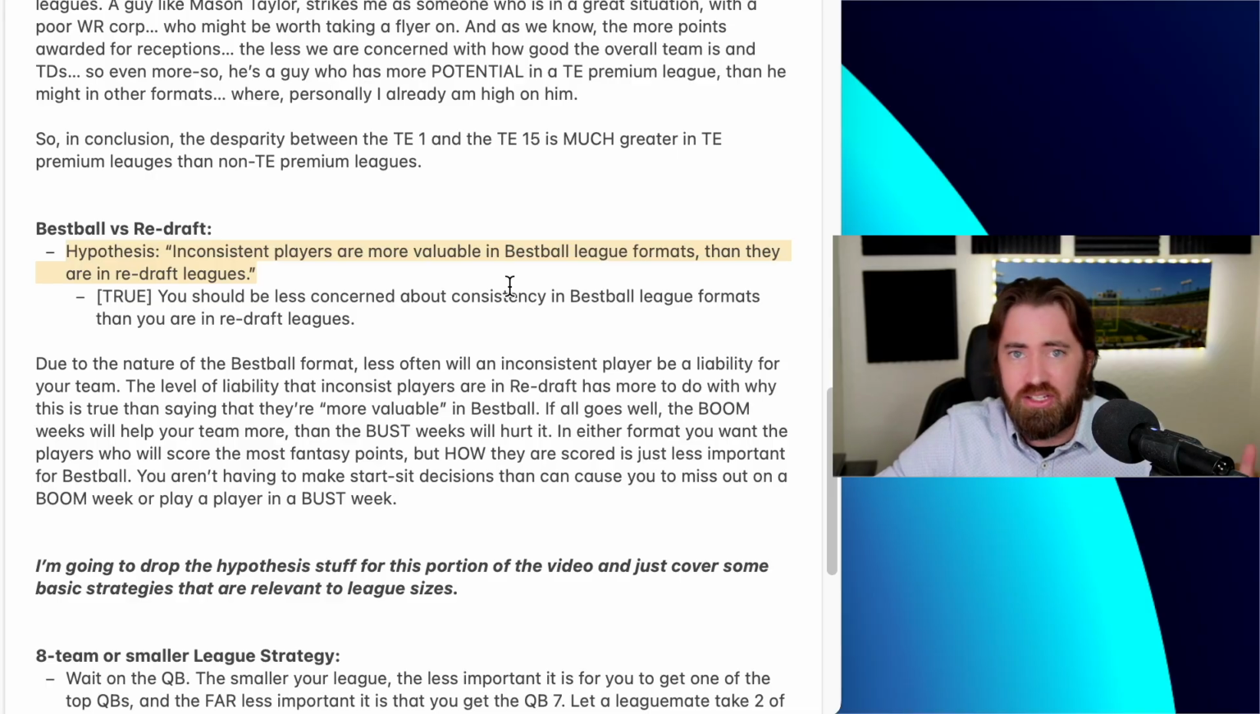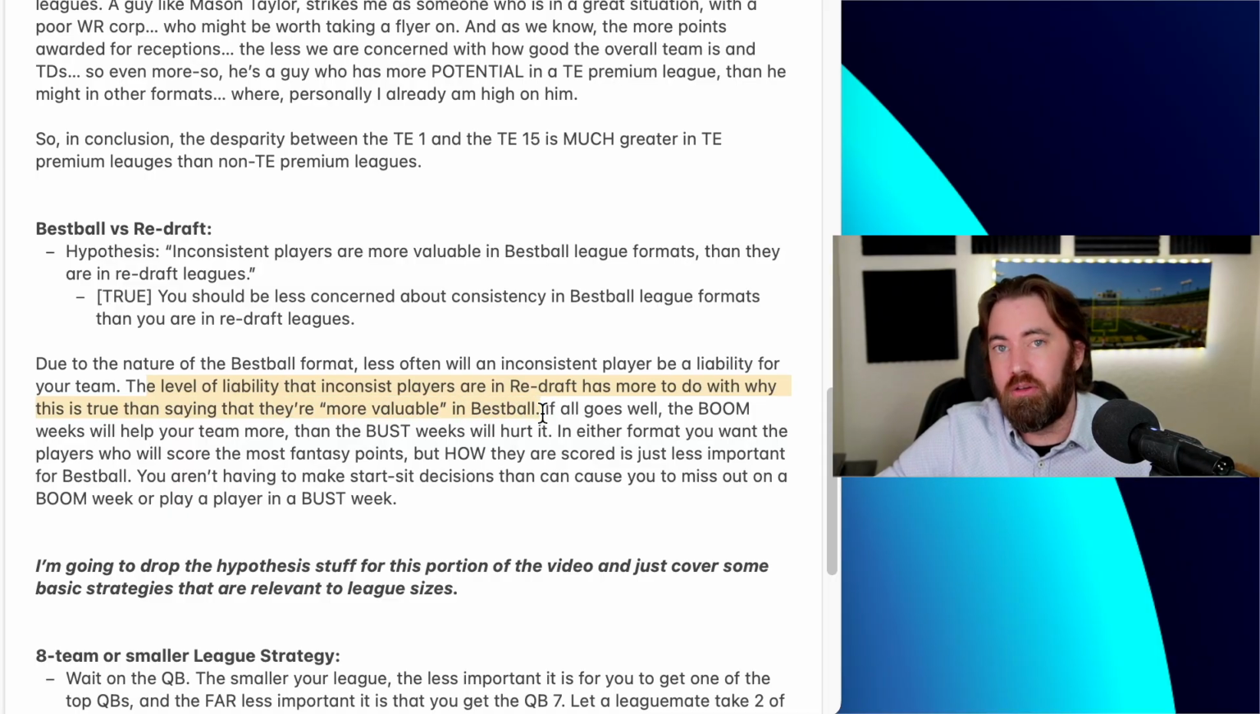And this is one of those narratives that's out there, and I fully believe that it is true. You should be less concerned about consistency in best ball league formats than you are in redraft league formats. The reasoning behind that is due to the nature of the best ball format. Less often will an inconsistent player be a liability for your team. The level of liability that inconsistent players are in redraft has more to do with why this is true than saying that they're quote-unquote more valuable in best ball.